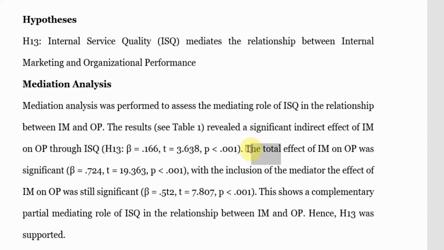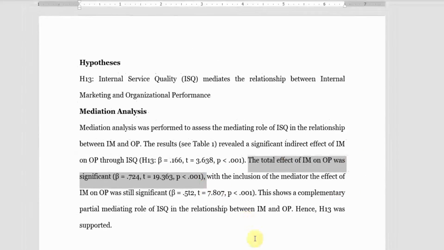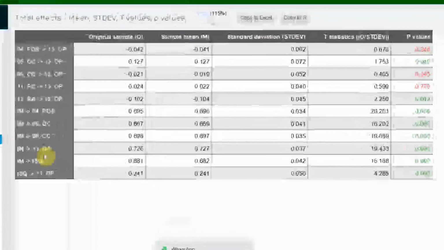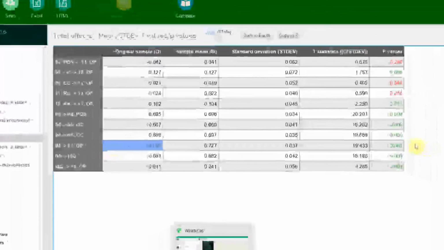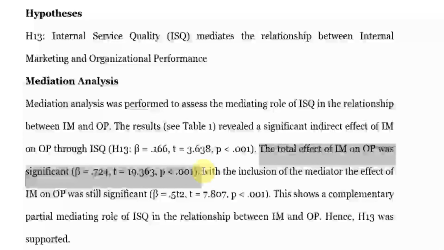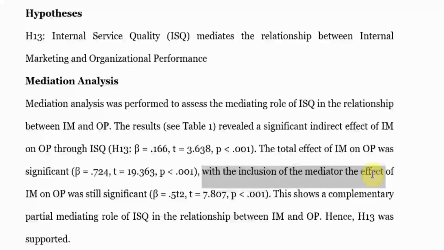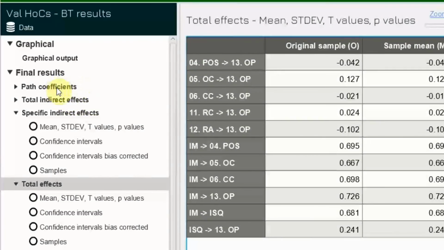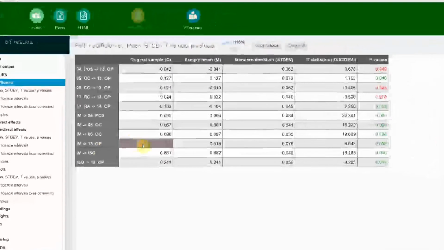The total effect of IM on OP was significant. So let's have a look at the total effect. Here it is. Total effects. IM on OP, it is significant. And finally, with the inclusion of the mediator, the direct effect was still significant. So where is your direct effect? It's the path coefficients here, IM and OP.